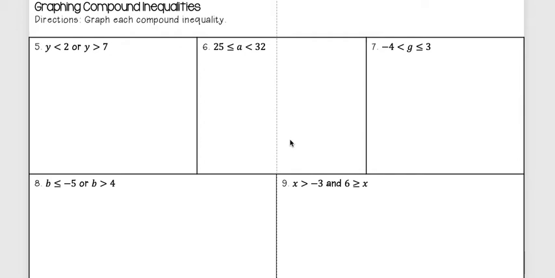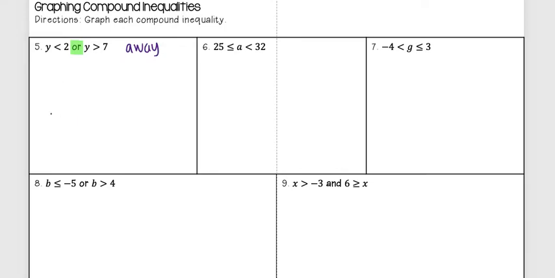So for this last video, we are going to be talking about graphing compound inequalities. For this first one, I have that y is less than 2 or y is greater than 7. It's always important to first look and see, okay, which type is it? This one's an or, so that means they're going to go away from each other.